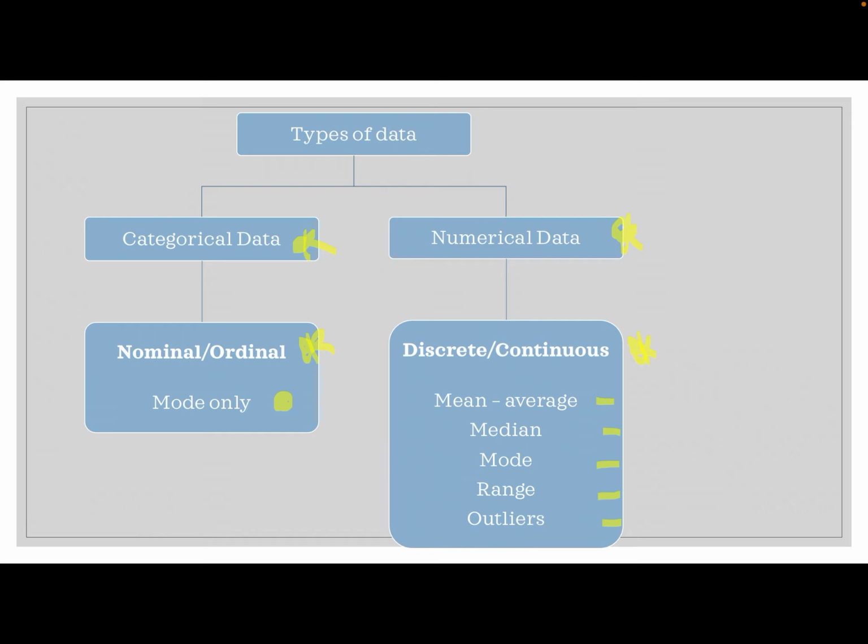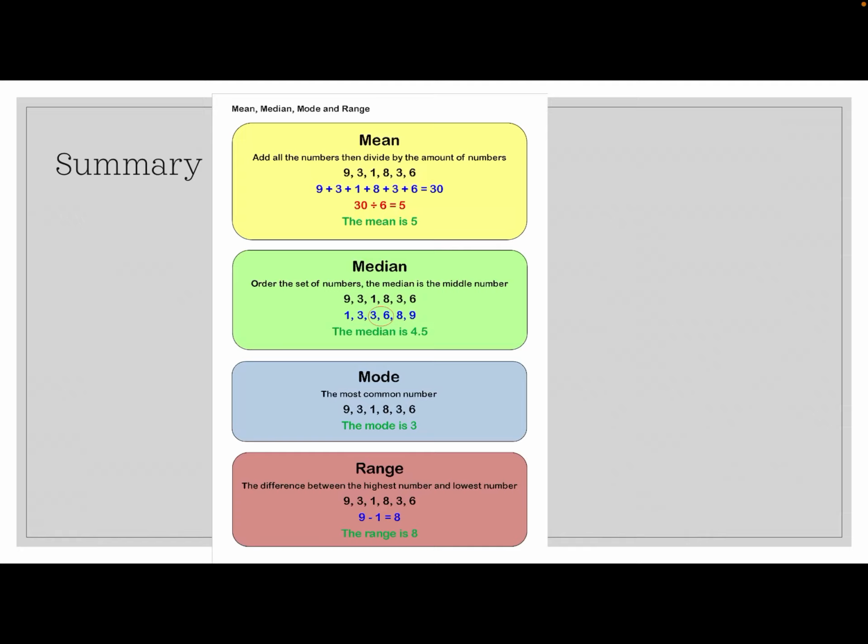But yeah, if you think about nominal and ordinal data, it's impossible to find the average of blonde, black hair, red hair. Okay, because the data isn't numerical, you can't actually figure that out. So here's a summary of your mean, median, mode, and range.